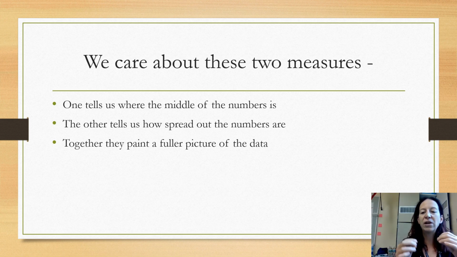And so the measures of spread tell us how much the numbers are spread out, or are they all close together? And together they paint a fuller picture of the data. Just knowing where the middle is or just knowing how spread out the numbers are doesn't tell you everything that we need to know about those numbers.